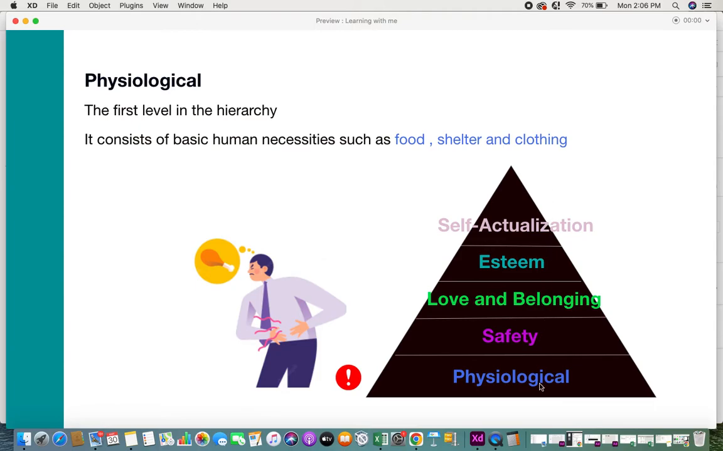When you put all these in front of a human being, the human being always tends to first satisfy their immediate needs, which is the basic necessities such as food, shelter, and clothing. Because if you don't have that, you would not be able to focus on the other. So a human being would seek to first satisfy this need, and only then would be motivated to go to the next stage. So this is the first level in the hierarchy, which is psychological needs.